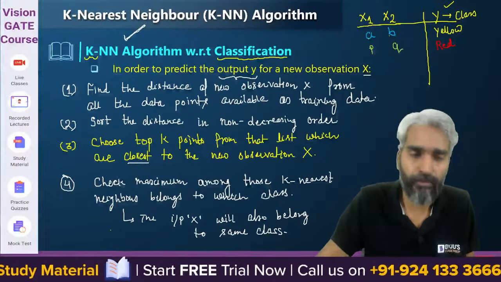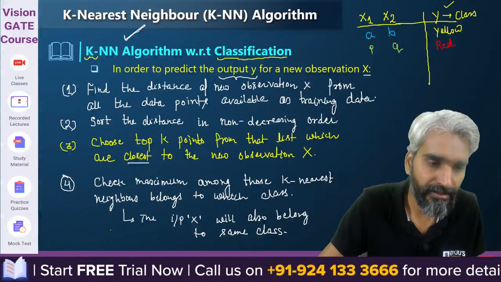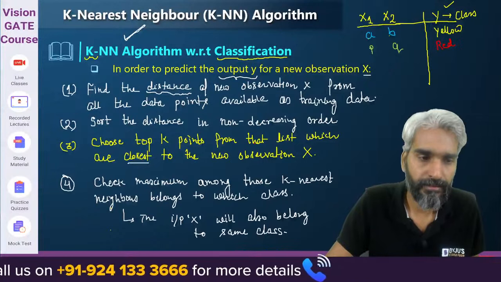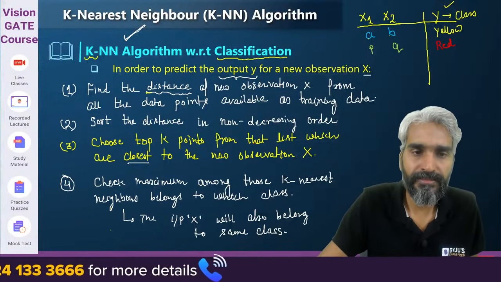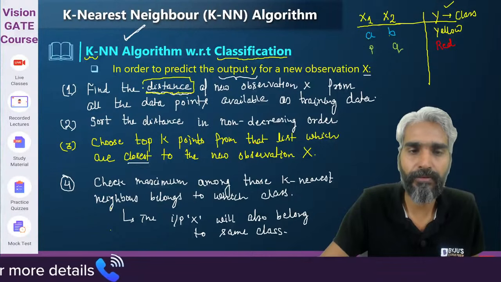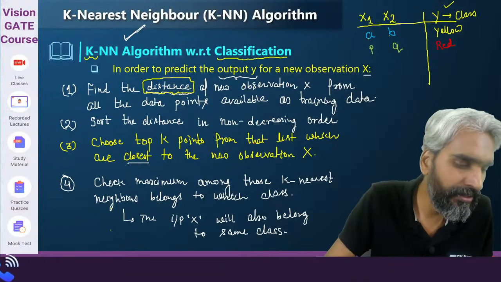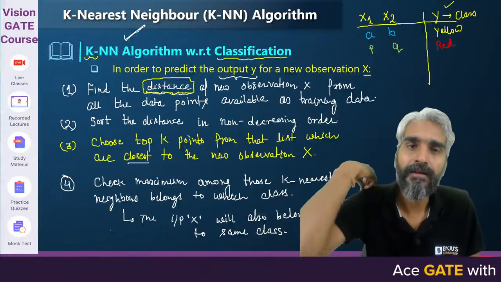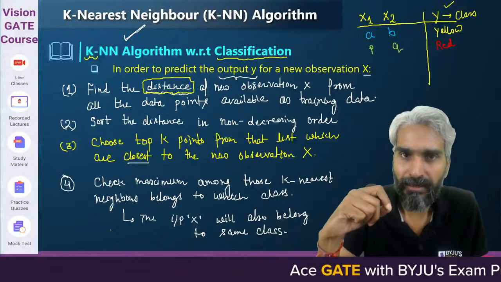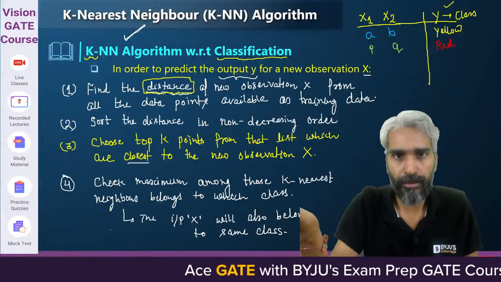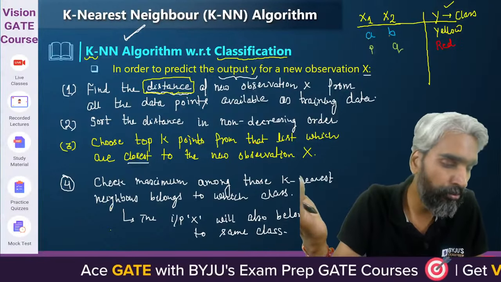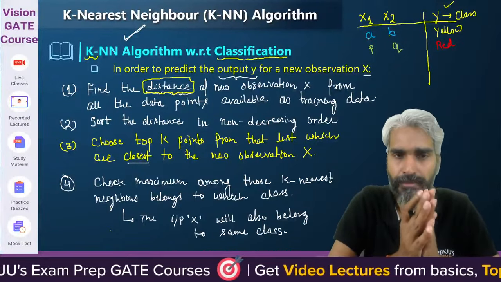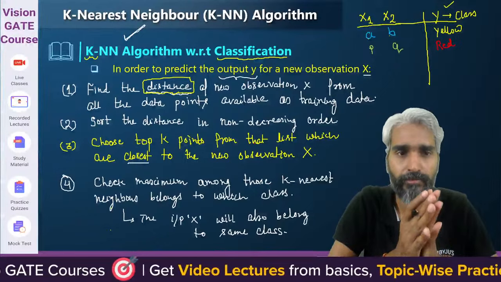The only problem here is how this distance is calculated. Find the distance of this new observation x from all other data points available in the training set. There are two types of distance we consider while implementing the k nearest neighbor algorithm. One is the Euclidean distance; we all know how to calculate the Euclidean distance between two points. Another is the Manhattan distance. This is not that big of a problem.